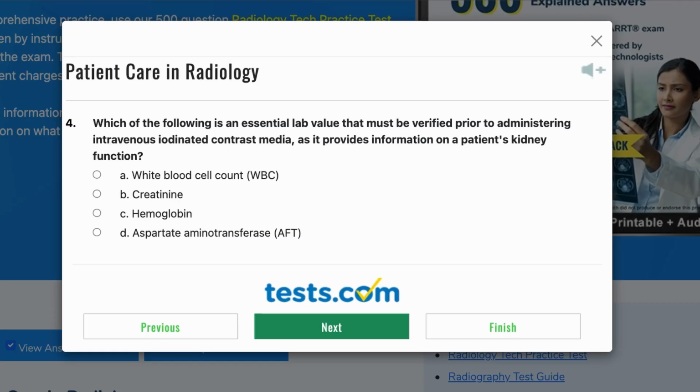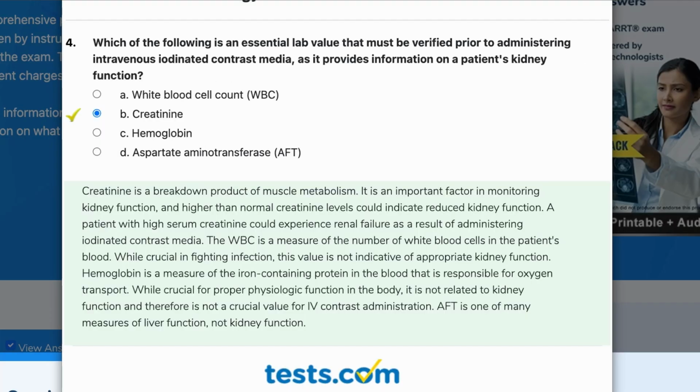B. Creatinine. Creatinine is a breakdown product of muscle metabolism. It is an important factor in monitoring kidney function, and higher than normal creatinine levels could indicate reduced kidney function. A patient with high serum creatinine could experience renal failure as a result of administering iodinated contrast media.